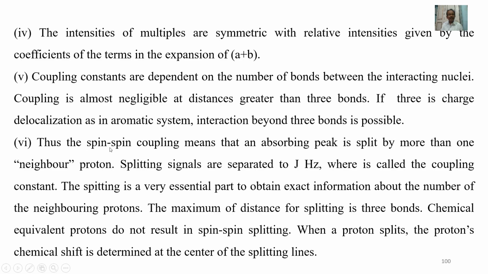Thus, spin-spin coupling means that an absorbing peak is split by more than one neighboring proton. Split signals are separated by the splitting constant J, which is called the coupling constant. The splitting is a very essential part of obtaining exact information about the number of neighboring protons. The maximum distance for splitting is 3 bonds. Chemically equivalent protons do not result in spin-spin splitting. When a proton splits, the proton's chemical shift is determined at the center of the splitting lines.